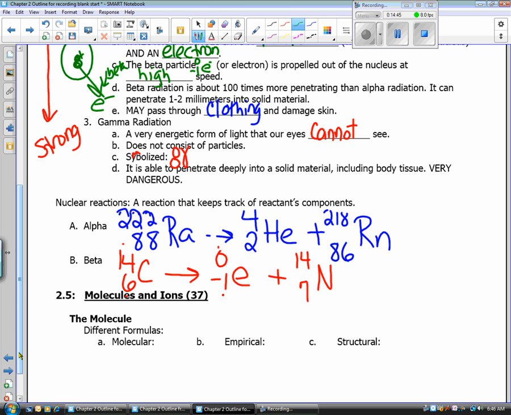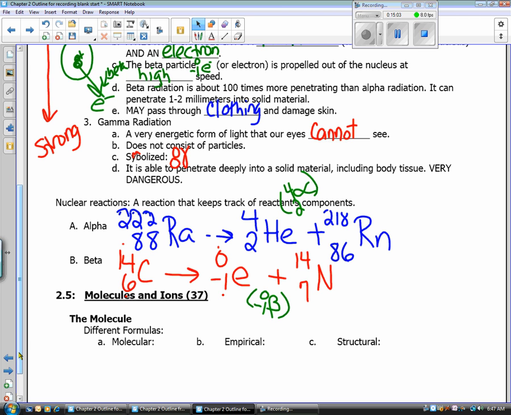Now this one you may see written 4, 2, alpha. And this one you may see written 0, -1, beta. Either way is perfectly fine. It does not matter. I tried to go along with what the book did here, so you didn't get too confused. Either way, you'll see it, and it doesn't matter which one.